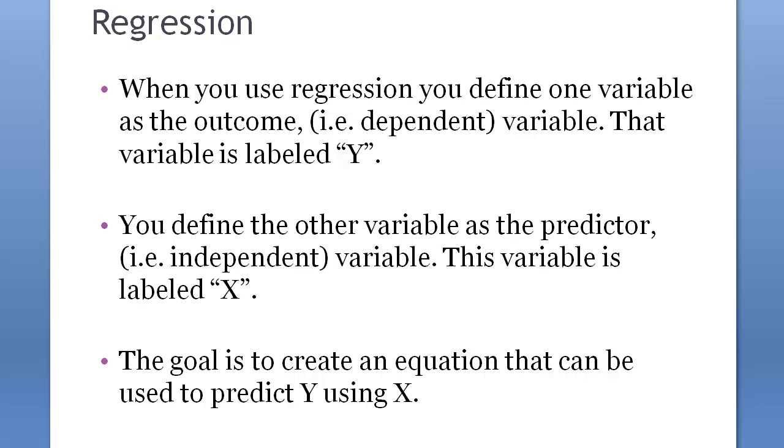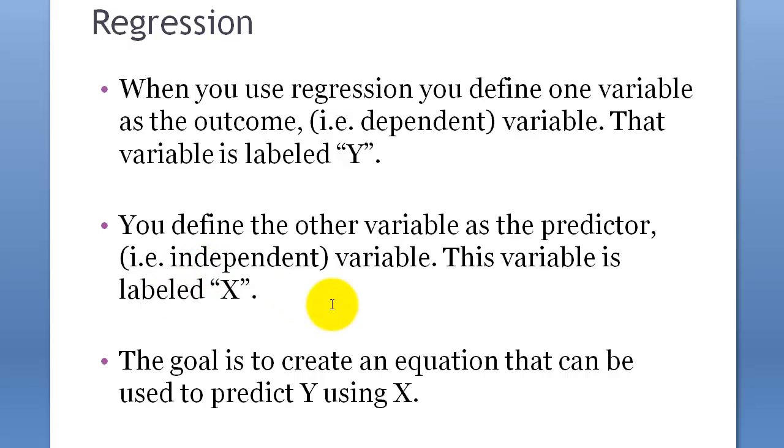That's plenty. So when you use regression, you define one variable as the outcome, and that is a dependent variable, the outcome variable, and the variable usually labeled as y. And you define the other variable as a predictor, that is the independent variable, and this variable is usually labeled x.